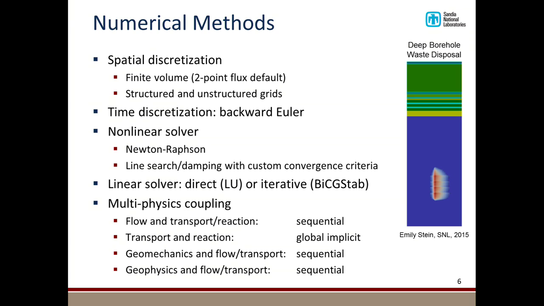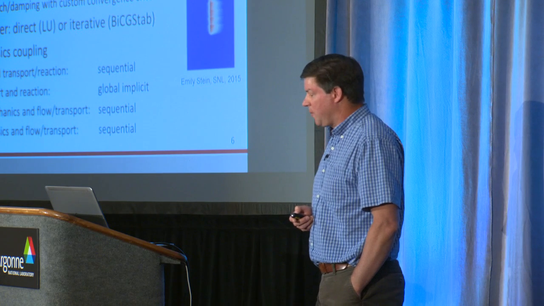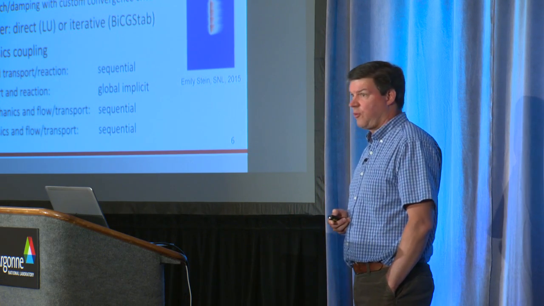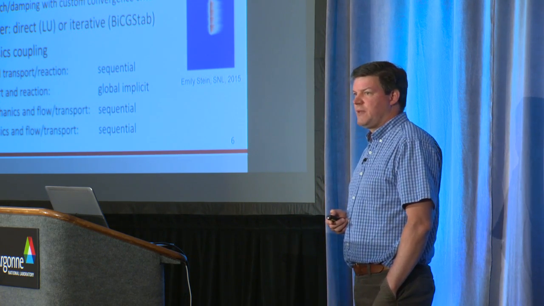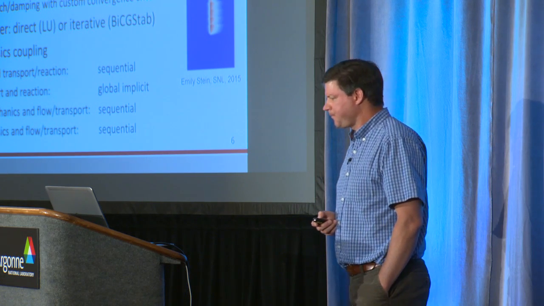And then our multi-physics coupling, we couple flow and transport sequentially. Our reactive transport is global implicit. We have a number of other codes that we couple to it. One is a geomechanics capability that's built inside of PFLOTRAN, and we also couple to a geophysics code, E4D, out at PNNL.